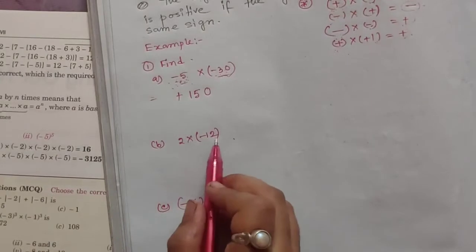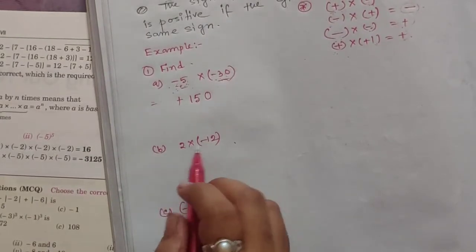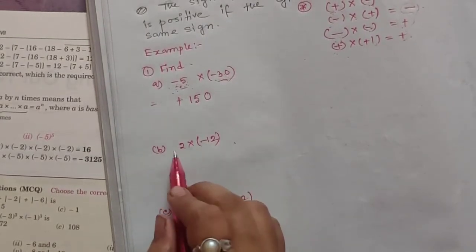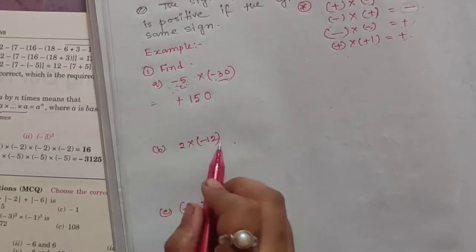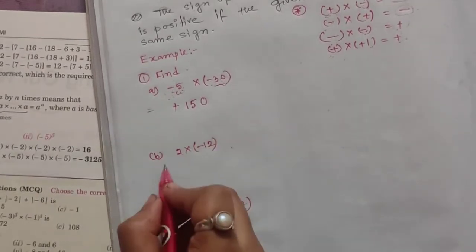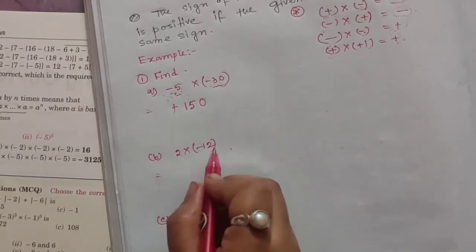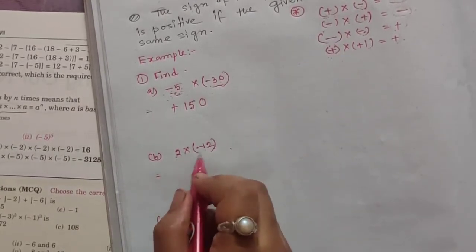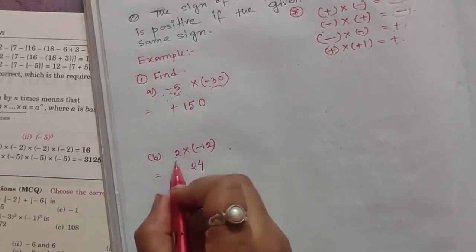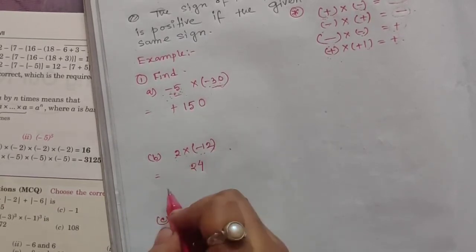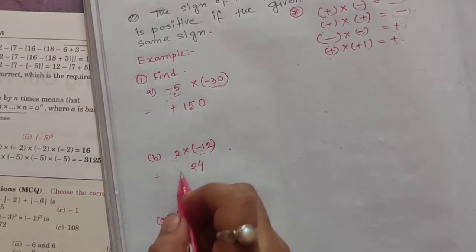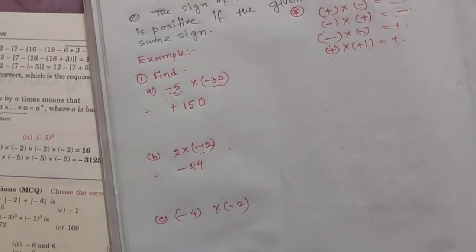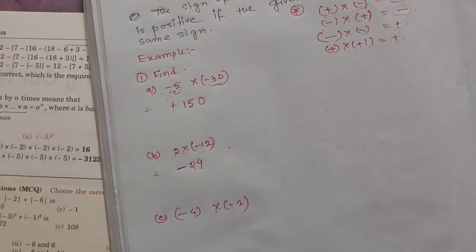Next one, 2 multiplied by minus 12. These two integers are of opposite sign, because this has a plus sign and this has a minus sign. So first we will multiply 2 and 12. If we multiply 2 and 12, we will get 24, and since these are of opposite signs, the sign of the product will be minus. So when two integers are of opposite sign, the sign of the product will be minus, and when two integers are of the same sign, the sign of the product will be plus.